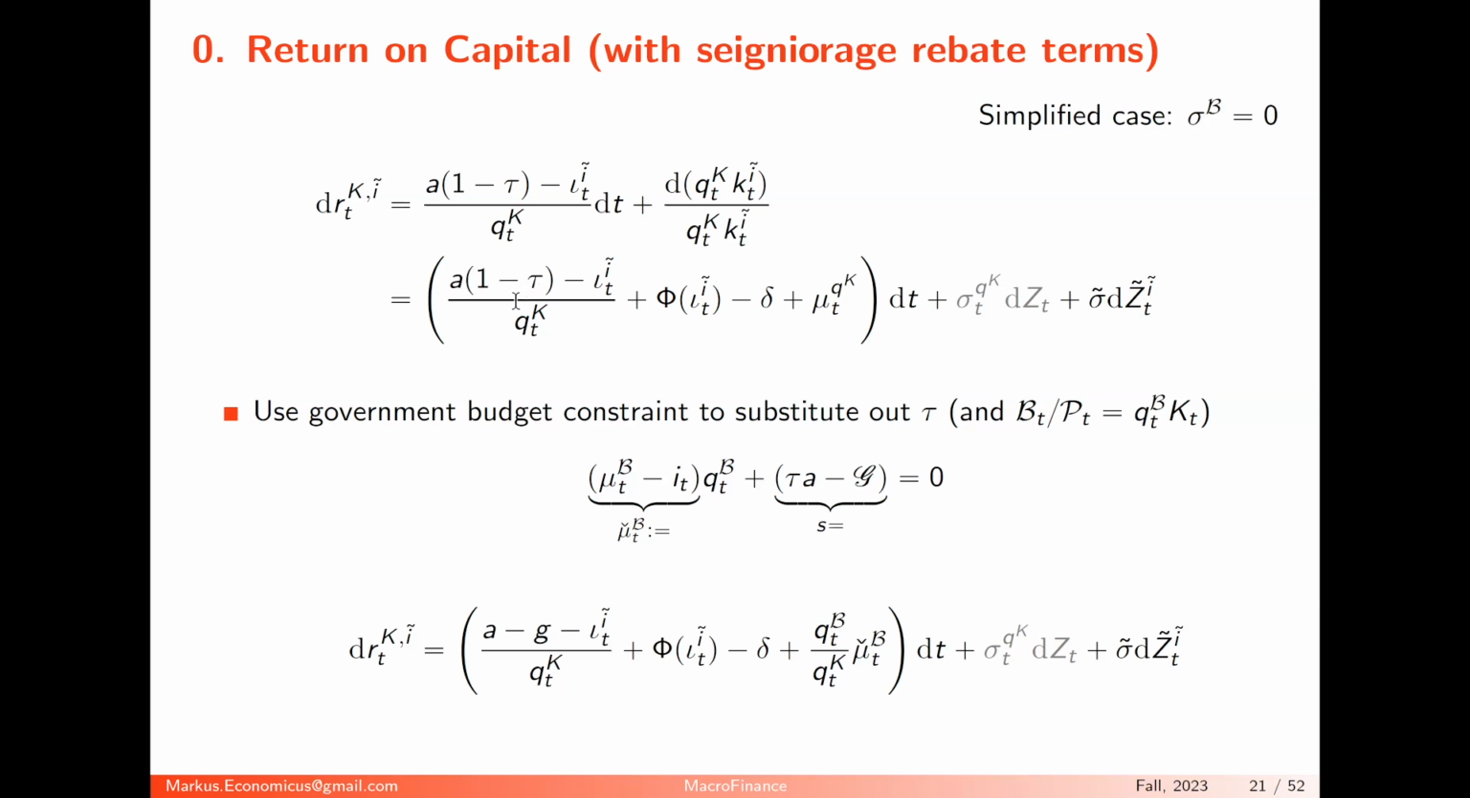Okay. And so there's no aggregate risk. We will introduce aggregate risk later. This should not be there. Then we have only this idiosyncratic risk on top of it. And why is there no sigma Q^K floating around? Because this Q^K only has a drift. It doesn't have a volatility term.